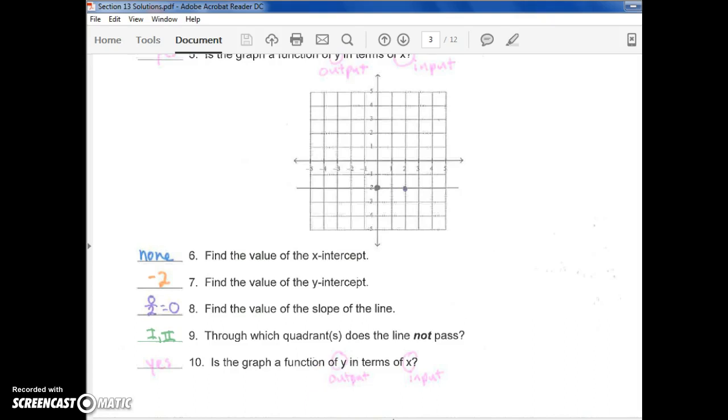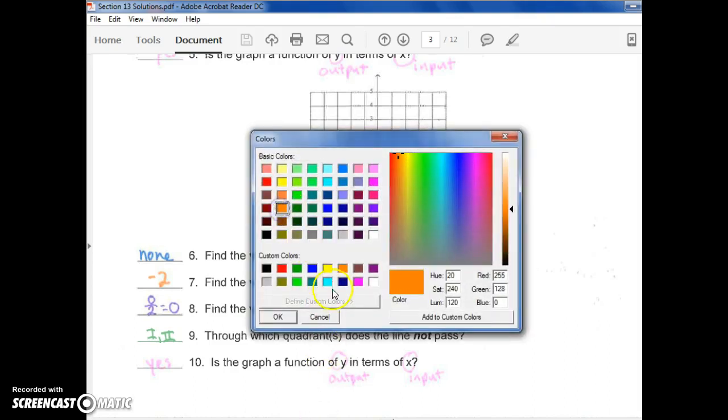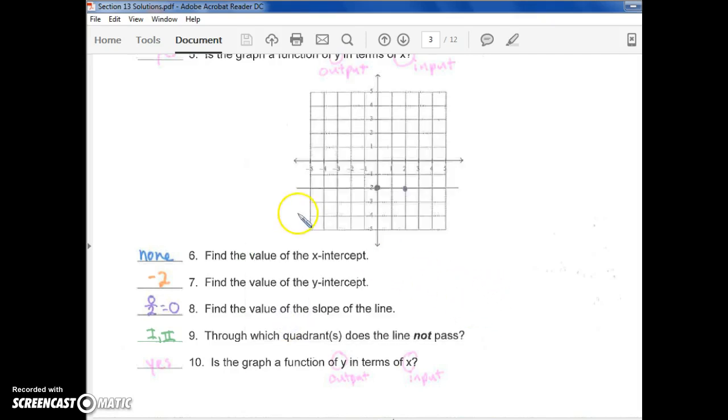Question number 7, we're asked to find the value of the y-intercept. So the value of the y-intercept is where the line crosses the y-axis, and there it is right there. The value is at -2.